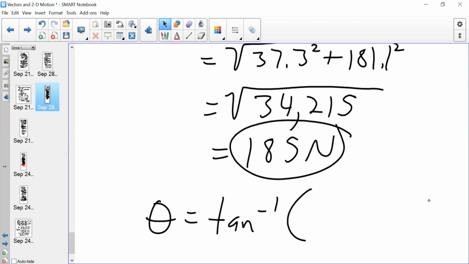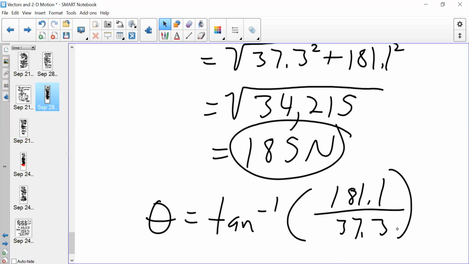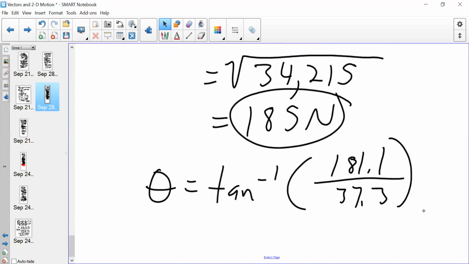Direction: 181.1 divided by 7.3. Okay. And so the angle is roughly 78.3 degrees. Some sig figs in there. I probably took liberties somewhere, and then I think 77, 78 degrees is the answer.